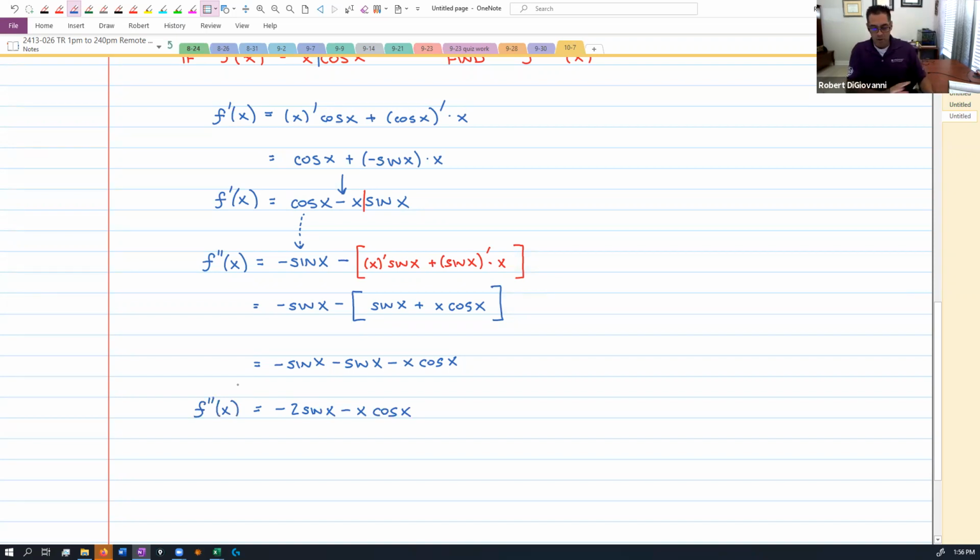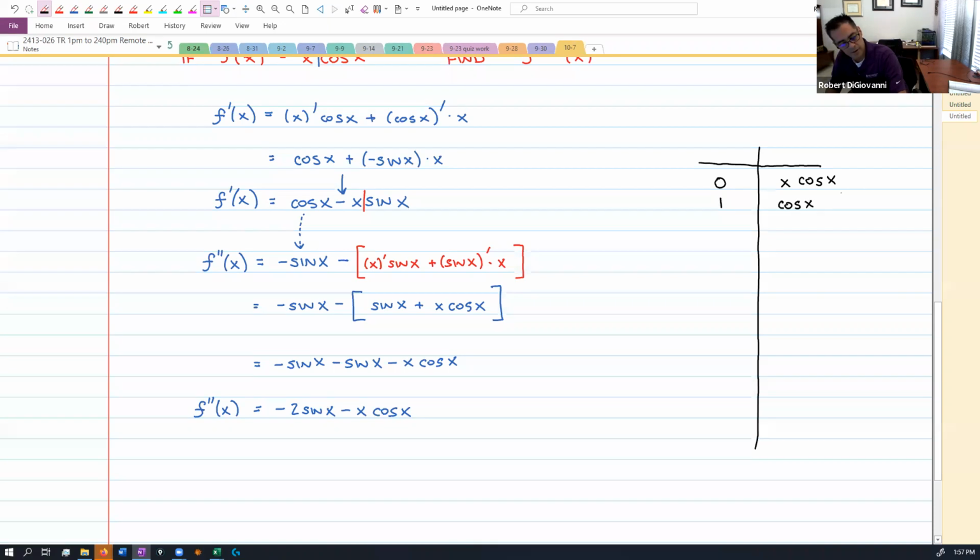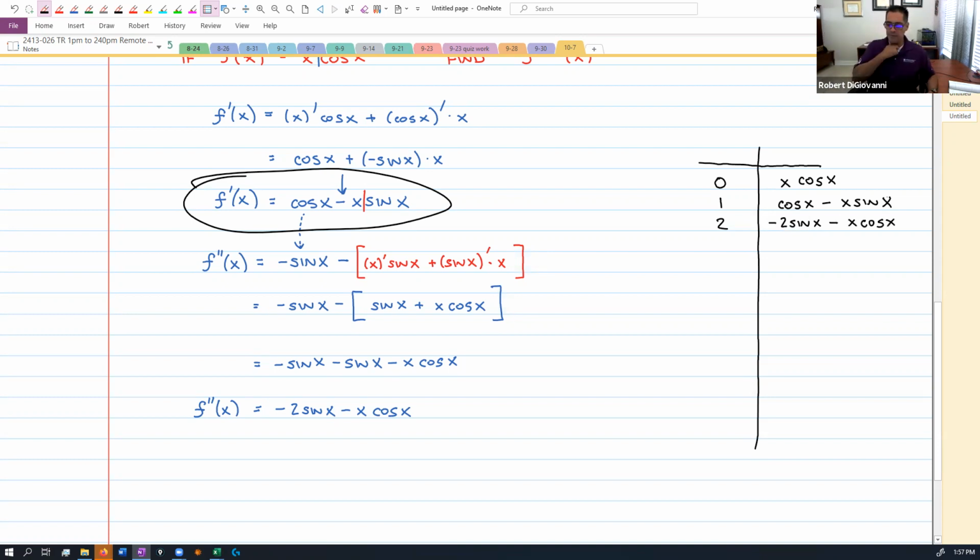All right, so while we're doing this, on the side here, I'm going to start listing out what we've got. The zeroth derivative was the original function. When we did the first derivative, we got cosine x minus x sine x. I'm referring to that right there. When we did our second derivative, we got -2 sine x minus x cosine x. And that's where we are, right? That's where we are.